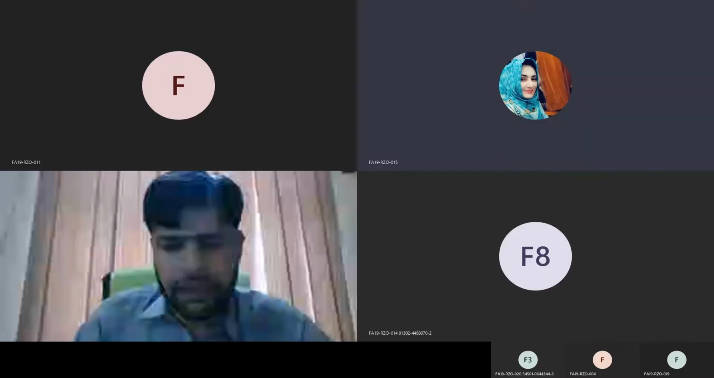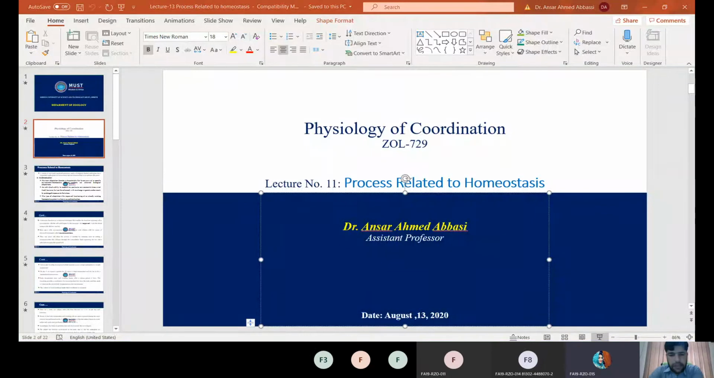Processes related to homeostasis. There are certain processes which are important to regulate or to maintain the homeostatic process in the body. Although they are apparently unrelated processes, such as biological rhythms and aging, we can say that those processes have very important implications for homeostasis, and we shall discuss all of them in detail. The first important process related to homeostasis is acclimatization.